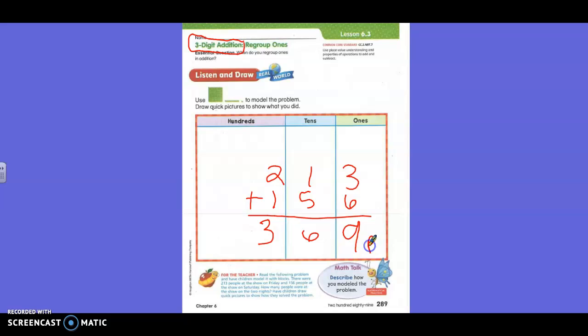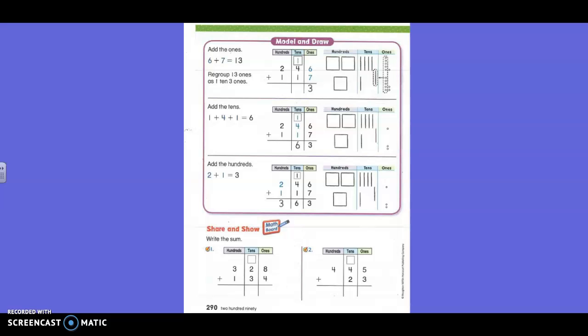Alright, let's write people right here on the side, for our label, 369 people. People. P-E-O-P-L-E. It should be on your paper down here too, if you were wondering. People. Alright, next page. Look it over already.